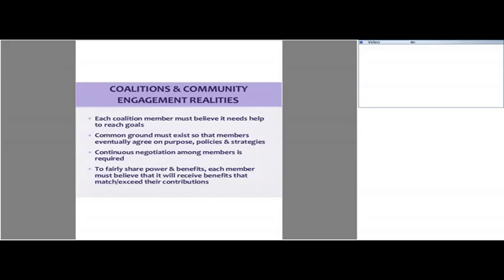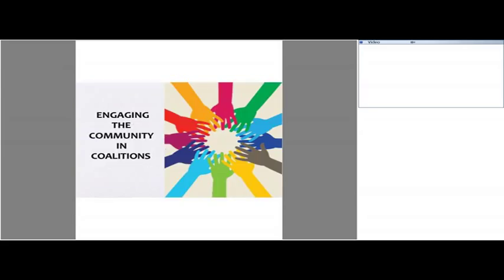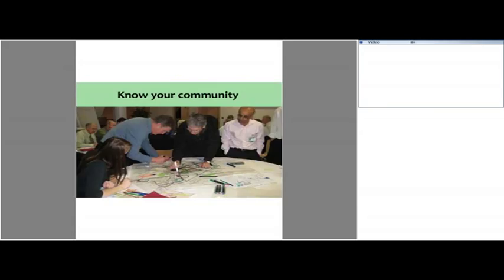And then the next, I want to talk about engaging the community now in coalitions, so taking it to the next step. And the next slide, please. So as we're engaging the community in coalitions, there's certain things that are pretty commonsensical, yet we often forget about them. The first is that you really have to begin to know your community.